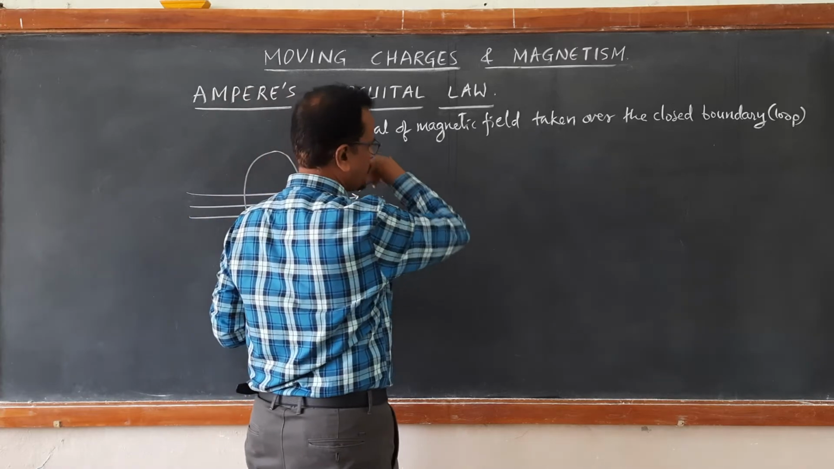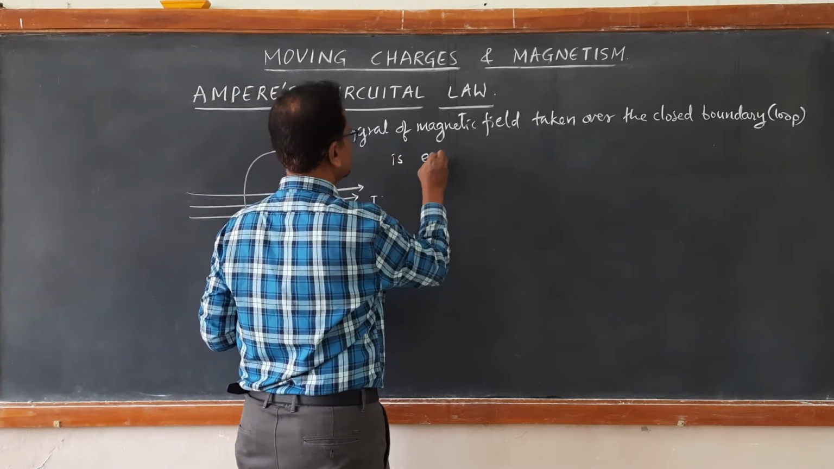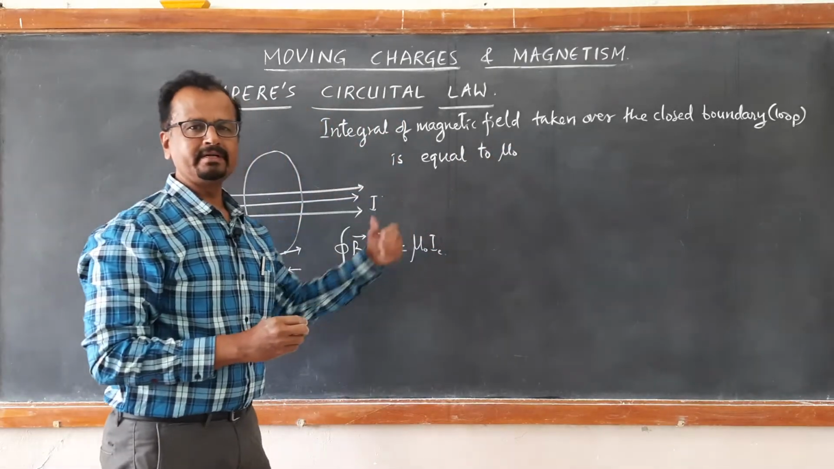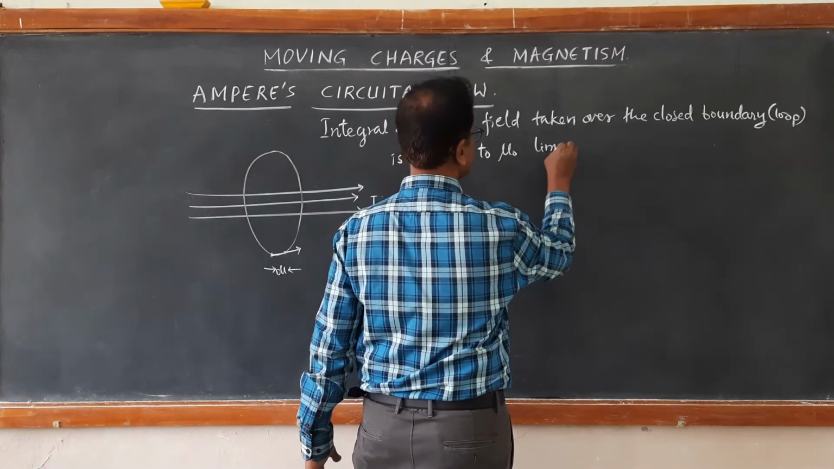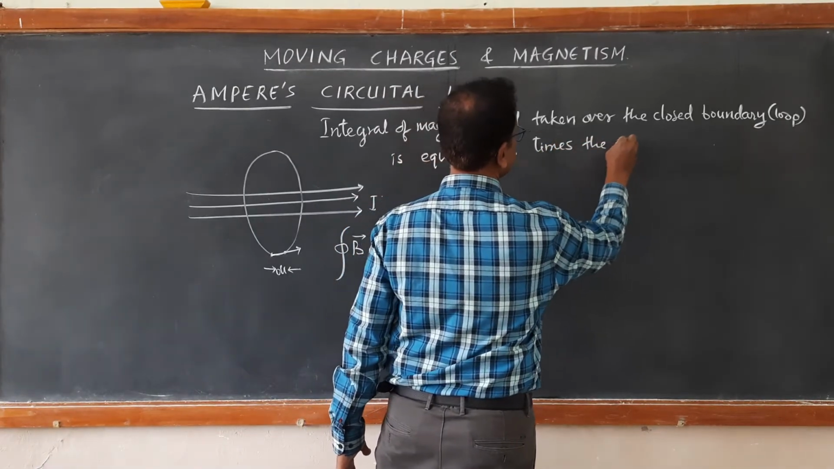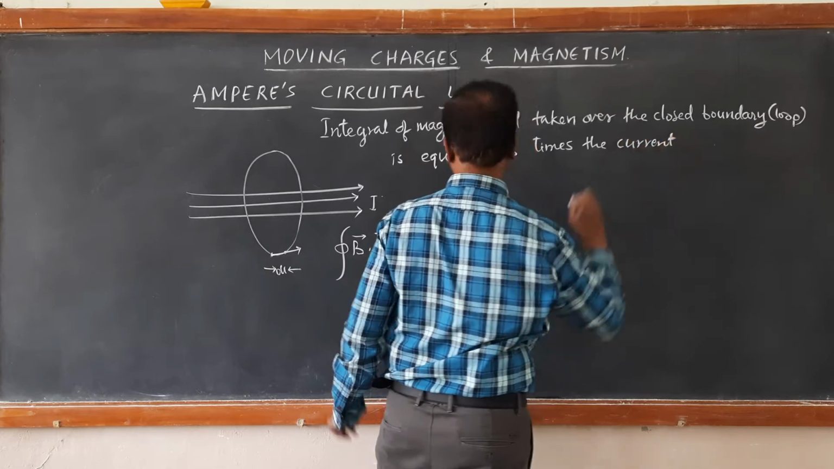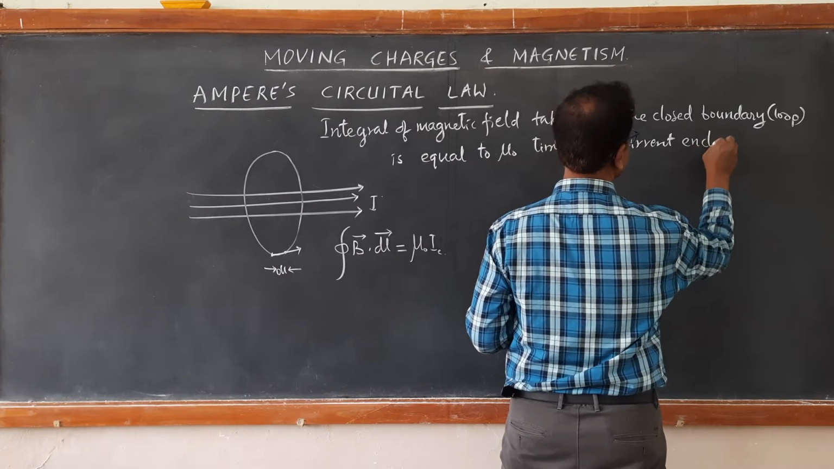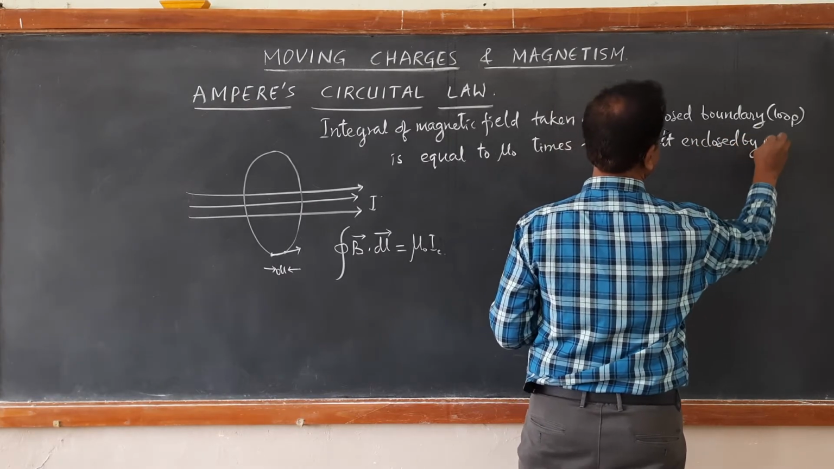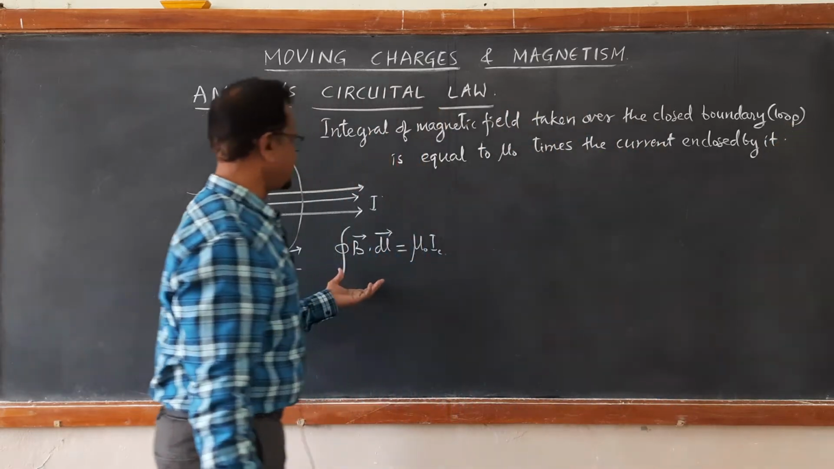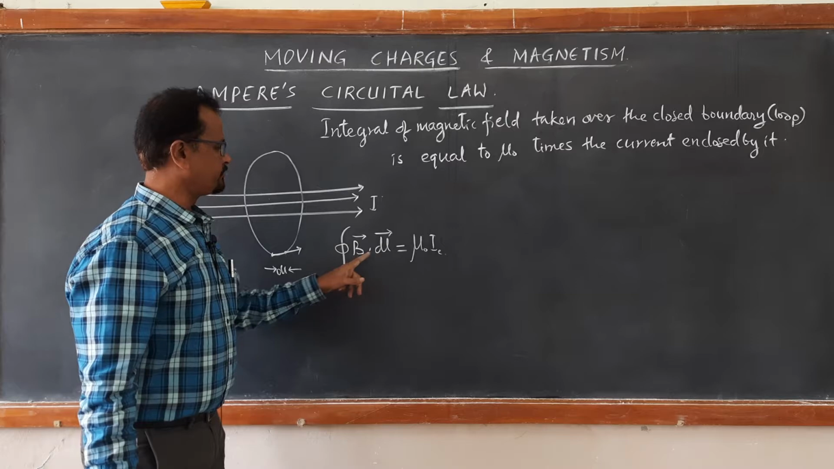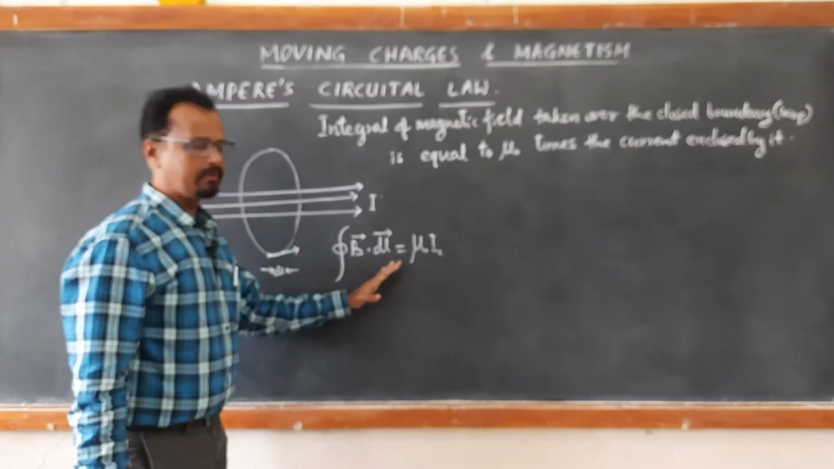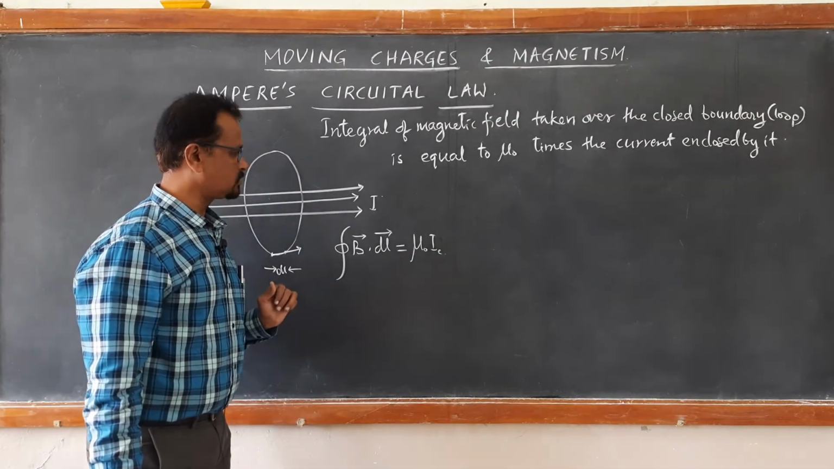Taken over the closed loop is equal to mu naught times the current enclosed by it, where mu naught is the permeability of free space. So that is what mathematically is written: the integral of the magnetic field taken over the closed loop, which is nothing but the line integral of the magnetic field over the closed boundary, equal to mu naught times the current enclosed by it.